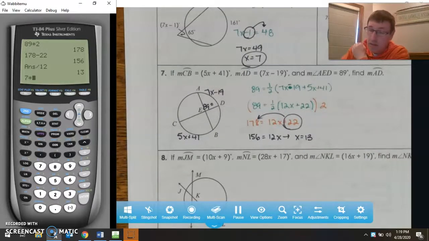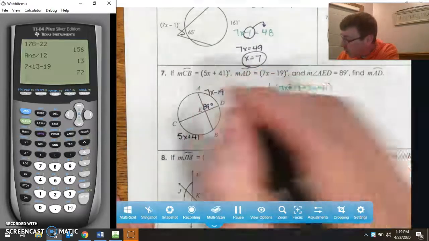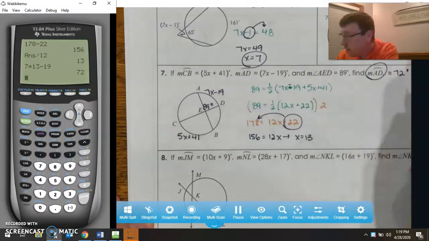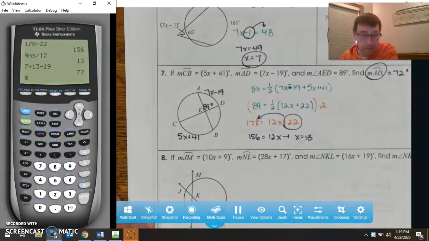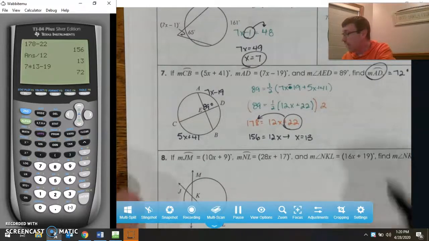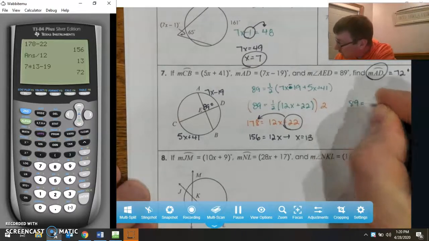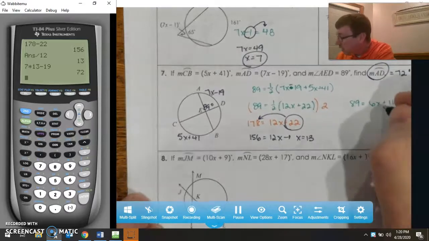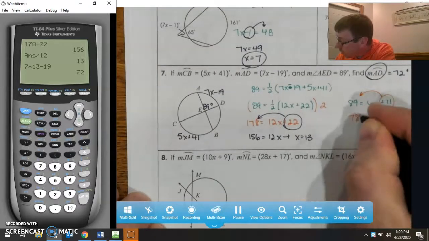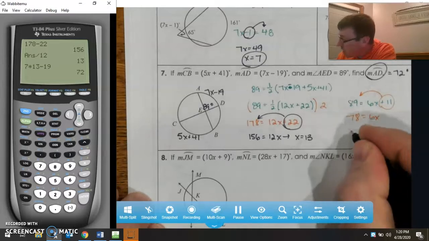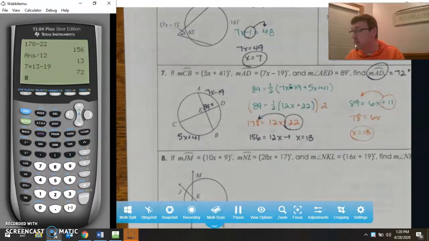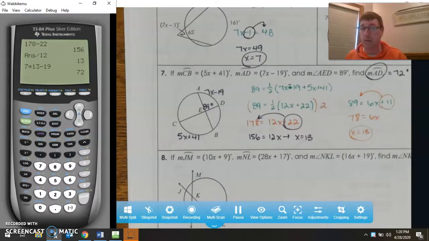If x is 13, 7 times 13 minus 19. This arc up here, measure of arc AD, is 72 degrees. Okay. Now, if I would take half, 89 would equal 6x plus 11. I would bring this 11 over here. 78 would equal 6x. X would still equal 13 regardless of the way you did it. You just have to be careful with your math. Again, this is just basic algebra. Okay?